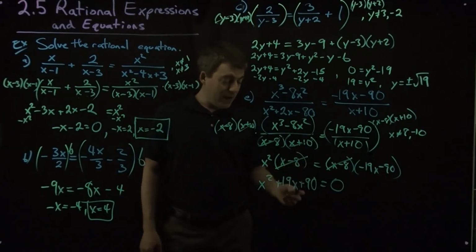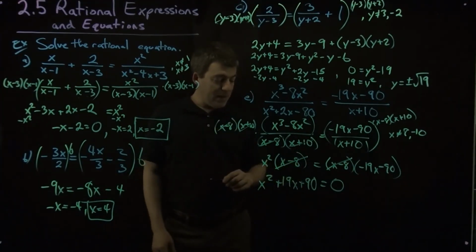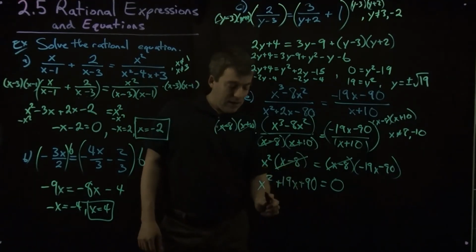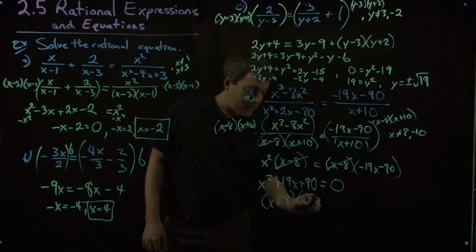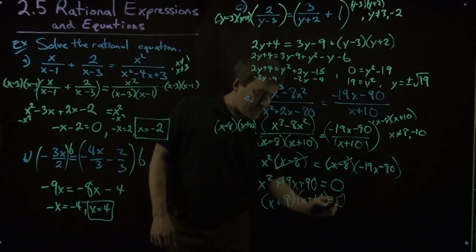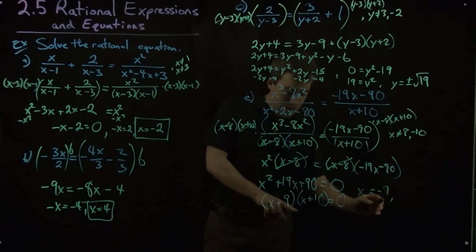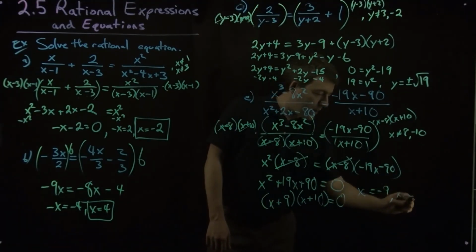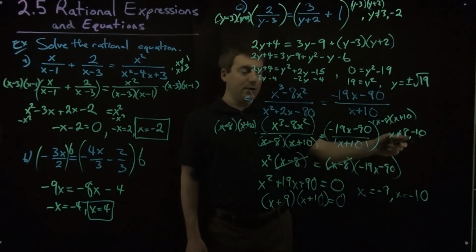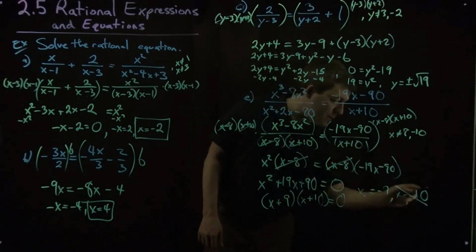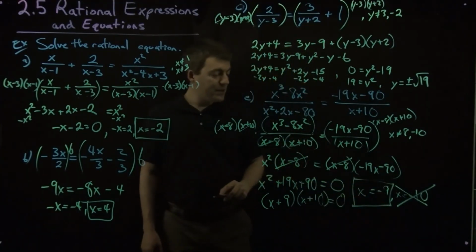All right, and now we can factor this. So we need pairs of factors of 90 that add up to 19, 10 and 9. So x plus 9, x plus 10 equals 0. So x equals negative 9, x equals negative 10. But we can look at our domain restriction. X cannot be negative 10, so we'll have to exclude that. We're just left with x equals negative 9.